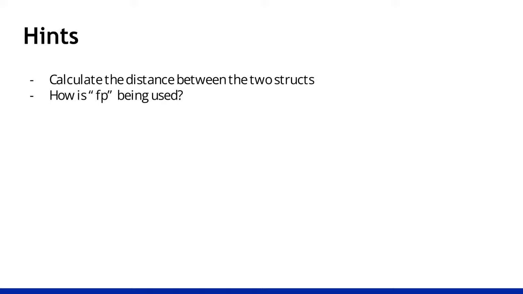You want to, one, calculate the distance between the two different structs in the program, similar to the first challenge we did today. And I also posed the question, how is the FP variable being used? And if you're also having trouble finding the address of the win function, you can get it by typing info functions in GDB. I'm going to leave this for 5 more minutes and then I'm going to cover the solution.